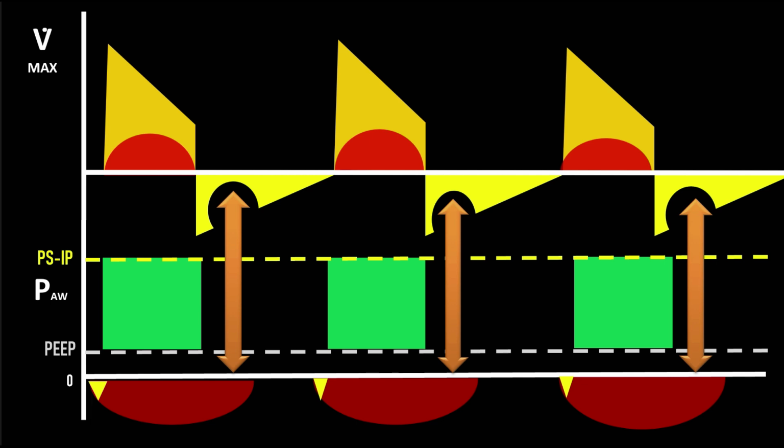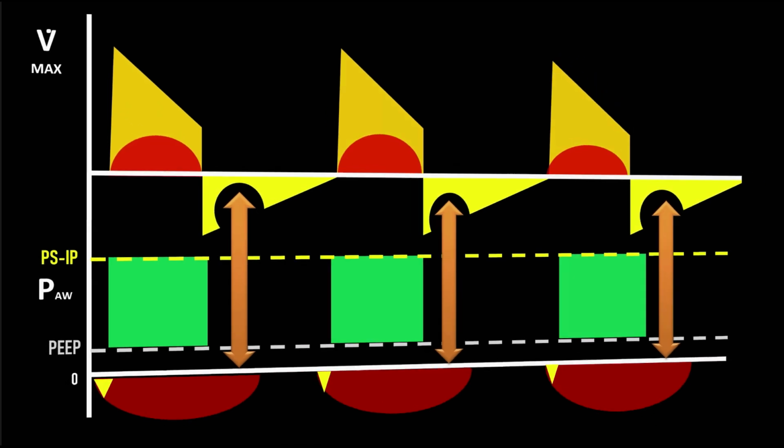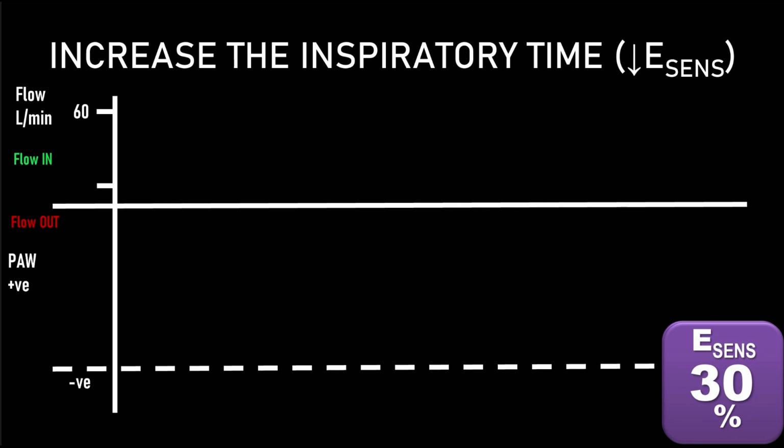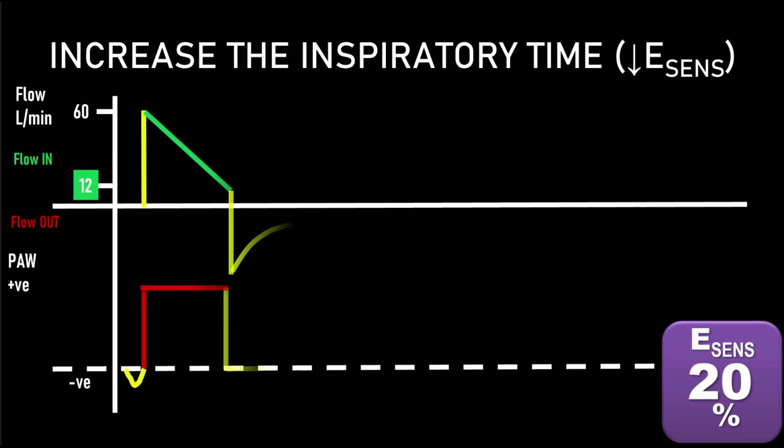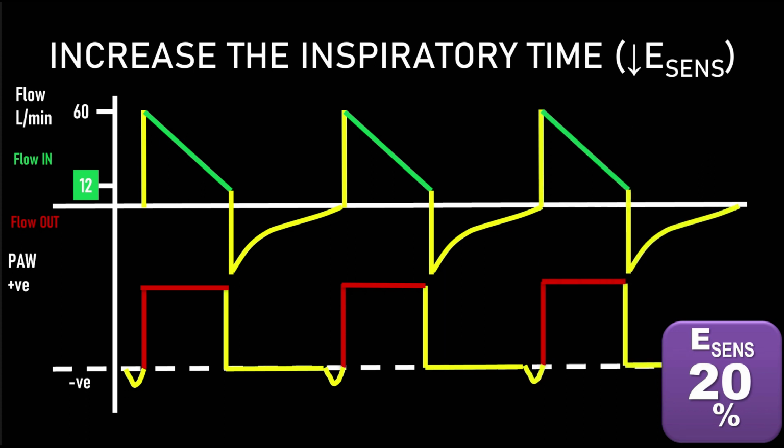The way to manage this, in the majority of cases, is to lengthen the breath. We achieve this by increasing the inspiratory time or reducing the expiratory sensitivity. You'll recall that the peak flow was 60 litres for this patient with an expiratory sensitivity of 30%. 30% of 60 is about 18 litres. We're going to reduce that now to 20%, and the expiratory cycle should be about 12 litres. And you can see we have a perfect looking waveform now. So we're very happy. So this has worked out well, and I'll show you a couple of examples of this.